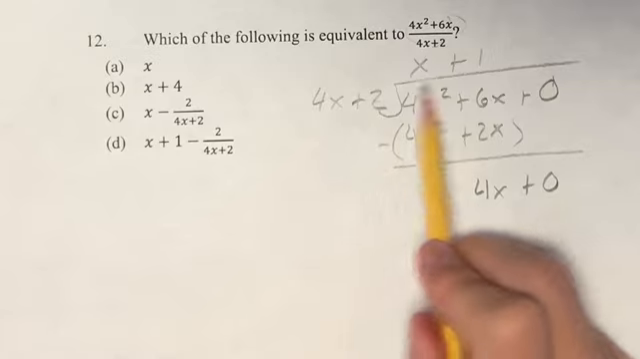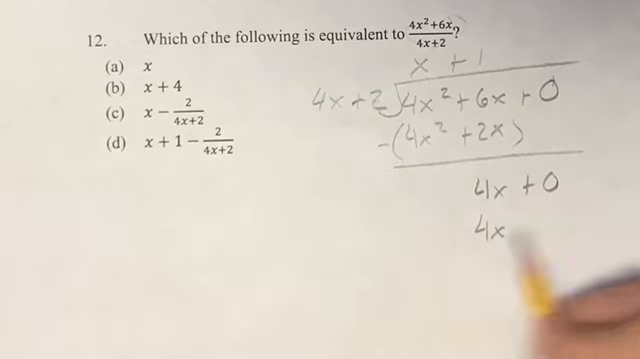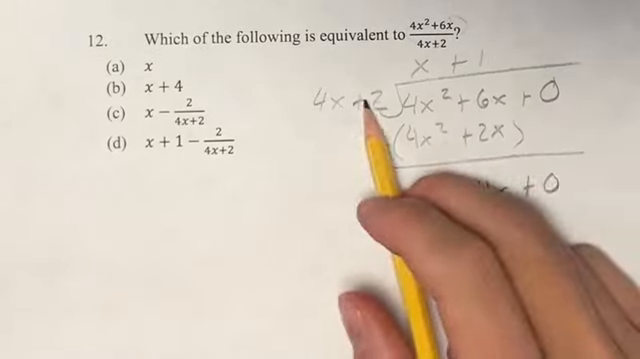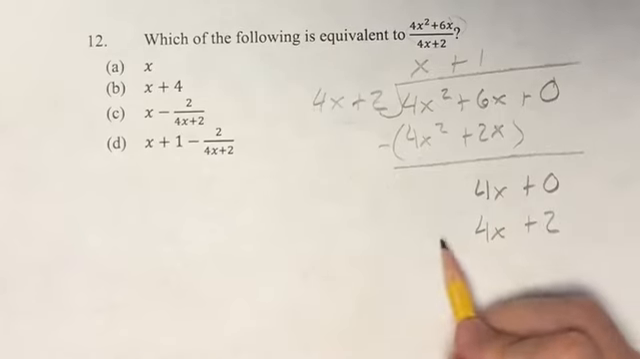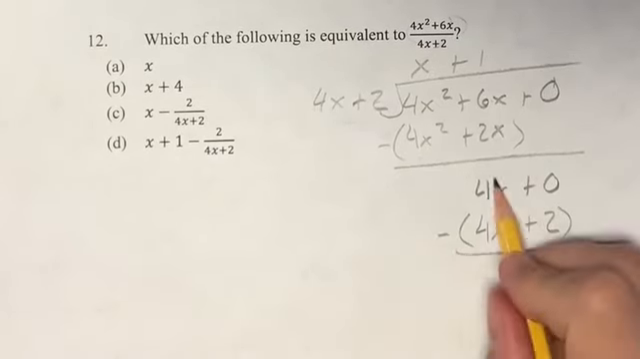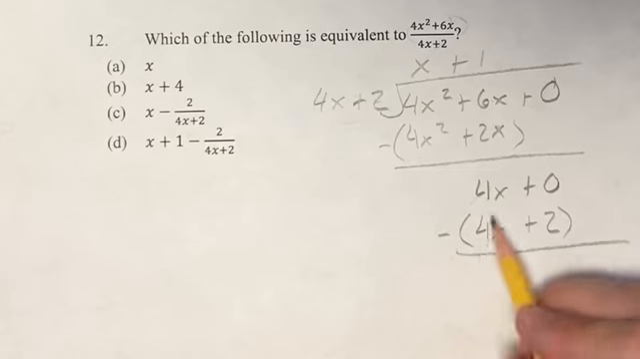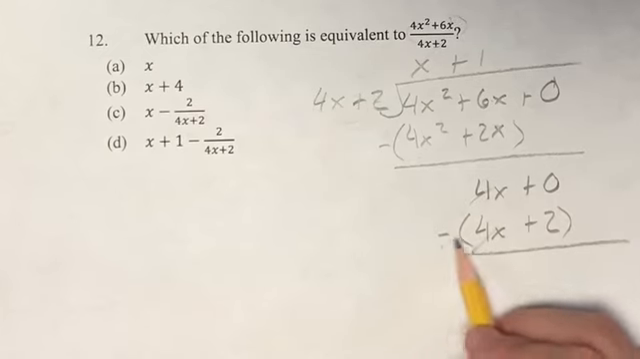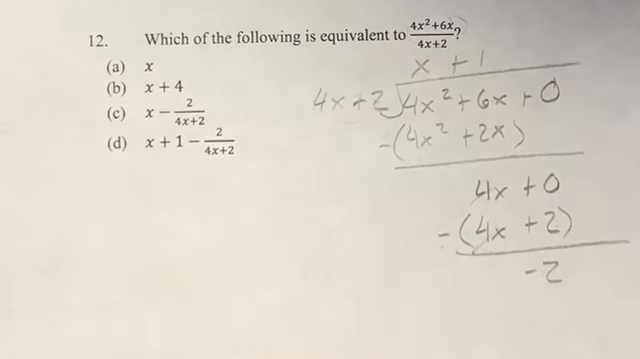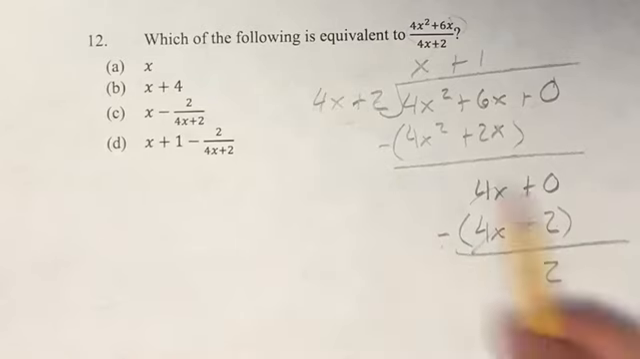So then we have to multiply this by 1. We get 4x times 1 is 4x, 2 times 1 is going to be plus 2. And again, we subtract. These cancel out. 0 minus 2 is negative 2. How many times does 4x go into negative 2? Well, it doesn't. It has an x term. It doesn't go into a constant. So we've reached the remainder.